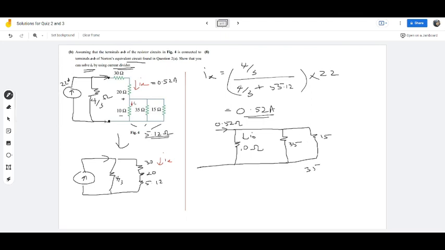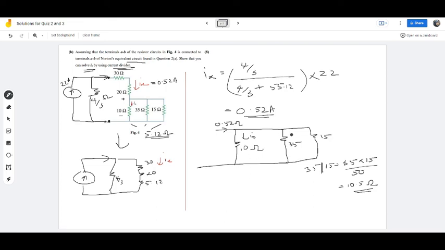So 35 in parallel with 15: 35 times 15 over 50. What is it? 35 times 15 over 50 is 10.5. You know, seldom that I make a question and it gives very good numbers. I always applaud myself if I get good round numbers like this. Seldom.